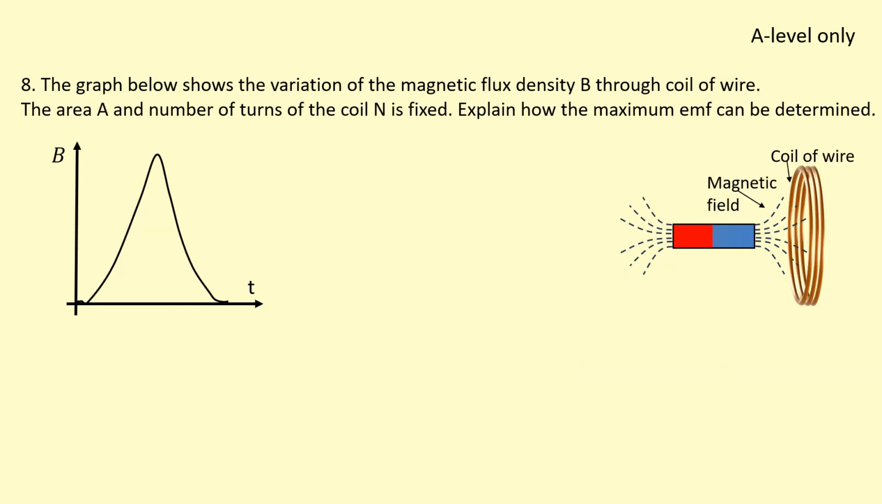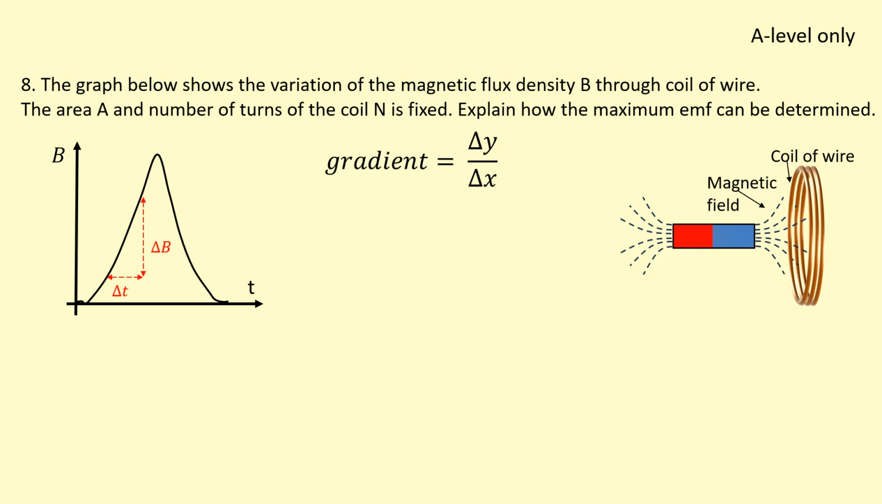The graph below shows a variation of magnetic flux density through a coil of wire. The area A and the number of turns of the coil N is fixed. Explain how the maximum EMF can be determined. Okay, so I suspect it's the gradient of this graph, so I'm going to check what change in y over change in x is. So change in magnetic flux density over change in time.